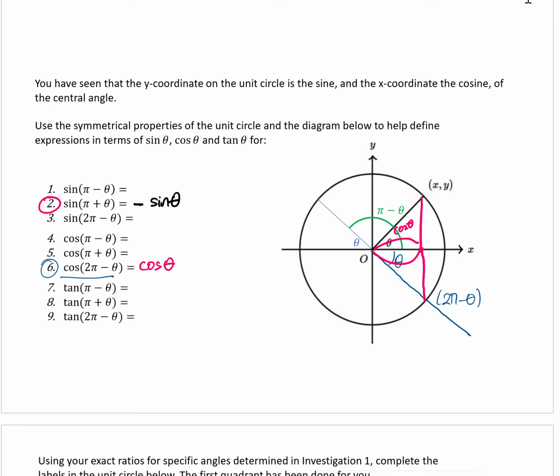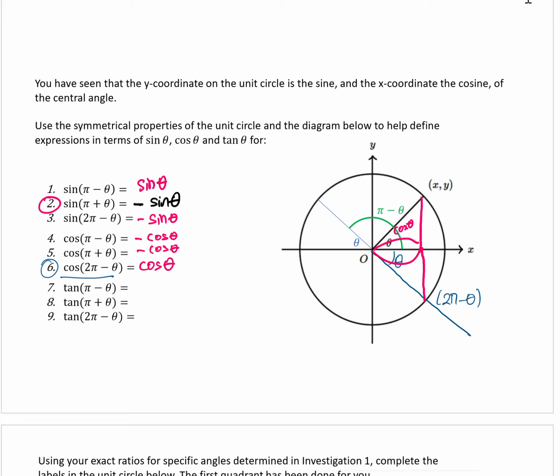The sine of pi minus theta, pause here if you don't want to see the answers, is going to be equal to the sine theta. The sine of 2 pi minus theta will become minus sine theta. The cosine of pi minus theta would become minus the cosine of theta. The cosine of pi plus theta would become minus the cosine of theta.